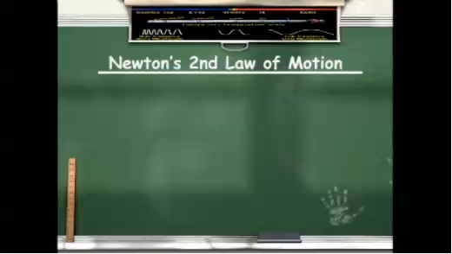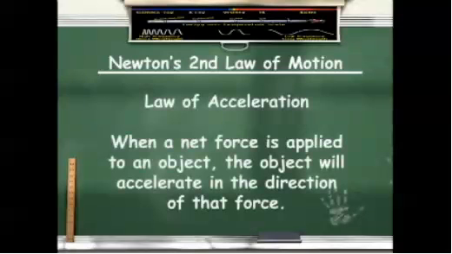Newton's first law describes an object's motion when no net force is acting on it. The logical next step is to describe an object's motion when there is a net force acting on it. That brings us to Newton's second law of motion. Newton's second law of motion is often called the law of acceleration. When a net force is applied to an object, the object will accelerate in the direction of that force.